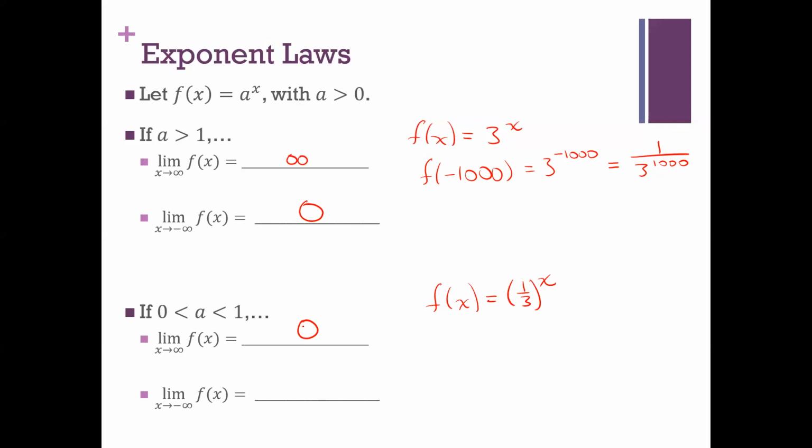On the other hand, what's going to happen if I make x really, really small and I approach negative infinity? So again, if I use some large number here, negative 1,000, it's going to be 1/3 to the negative 1,000, which is going to be equal to 3 to the power of 1,000, which is huge. How are we feeling about this?